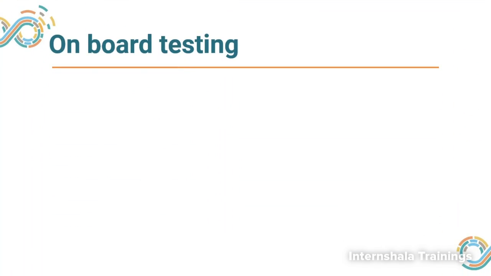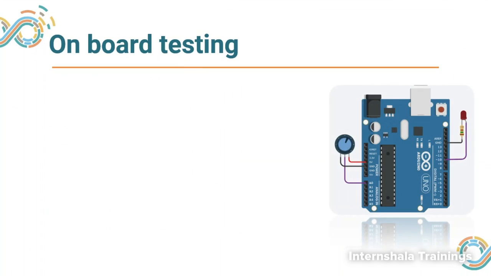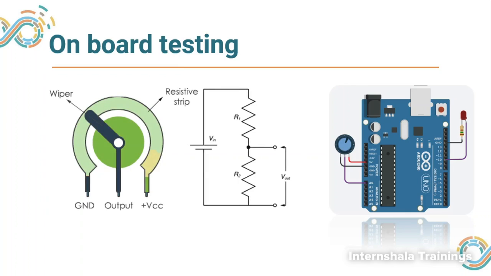So how do we test them? I have a small circuit where I have attached a potentiometer, and I am going to read the value of voltage from this potentiometer and control one LED. So before we go there to the coding part, let us see what is this potentiometer.